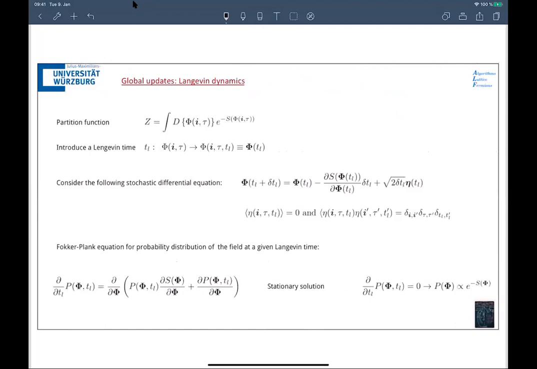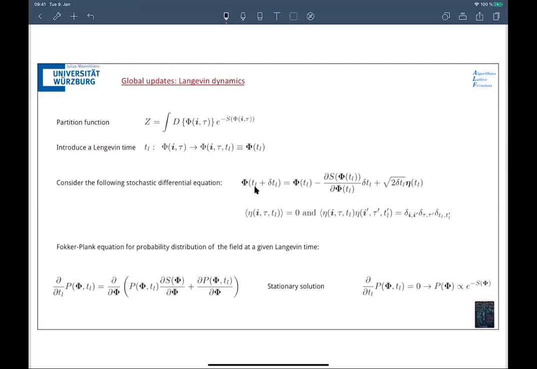This is Langevin dynamics, it's called. The partition function is again given by this generic form. For Langevin dynamics, we will assume that phi is a continuous field. It has to be, it cannot be discrete. And what we will do is to throw in another time. This is the imaginary time we already had. We'll put in a Langevin time, t_L, so that these fields are dependent on a Langevin time.